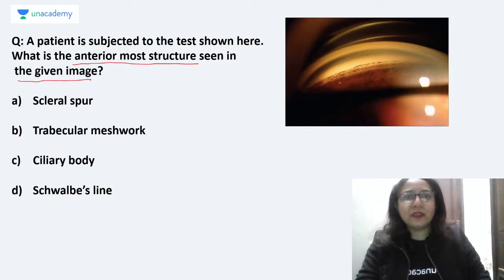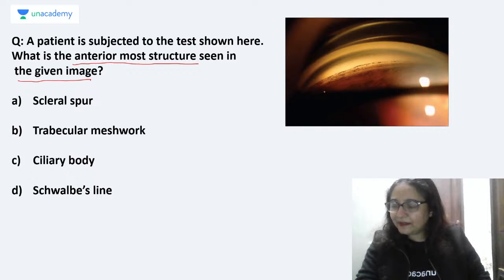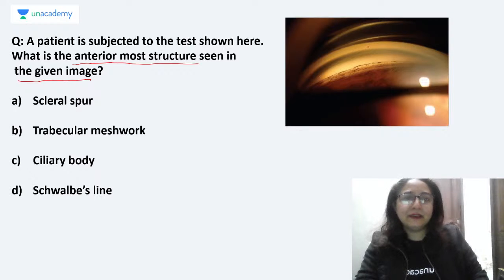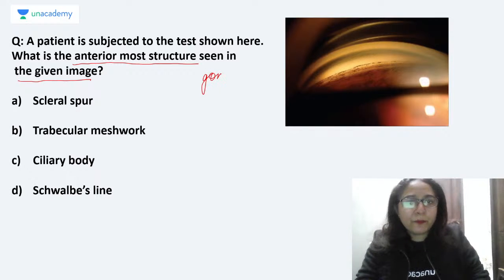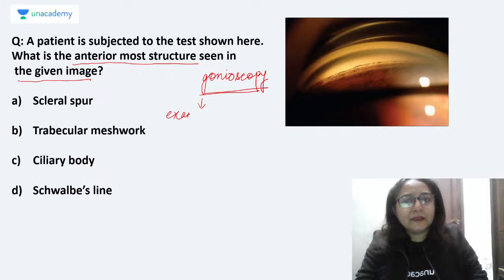Okay, so can we say what image this is? What test is being done here? What is this image telling us? This image, friends, is of a gonioscopic examination. This is gonioscopy being done. Okay, what is gonioscopy? Gonioscopy is examination of the angle of the anterior chamber.